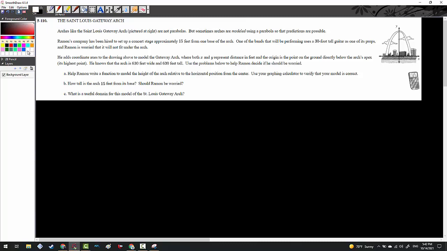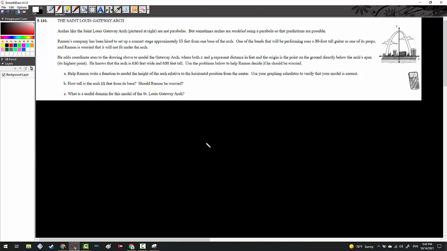The St. Louis Gateway Arch problem. It says arches are not parabolas, but sometimes an arch can be modeled with a parabola so that we can make certain predictions. Ramon's company has been hired to set up a concert stage approximately 15 feet from the base of the arch. One of the bands will be performing using a 30-foot tall guitar as one of its props, and Ramon is worried it will not fit under the arch.